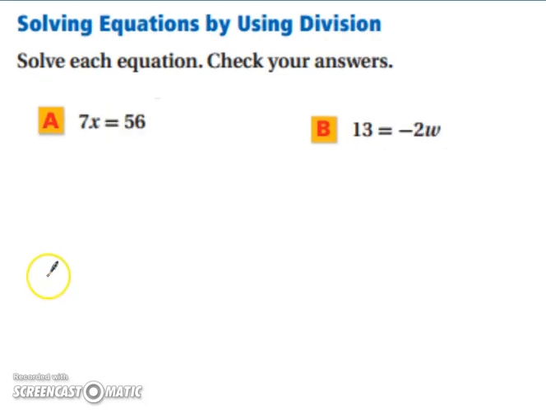Now let's try solving equations by using division. Let's start with our equation up here. We have 7 times x equals 56. The opposite of multiplication is division, so we want to divide both sides of the equation by 7. That leaves us with only an x on the left, and 56 divided by 7 is 8.